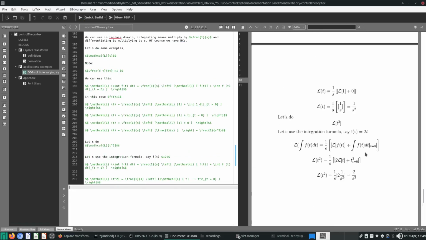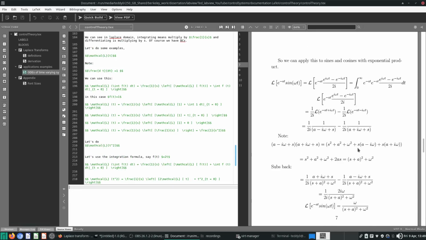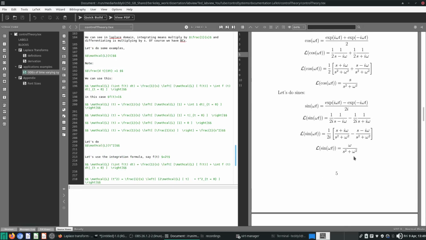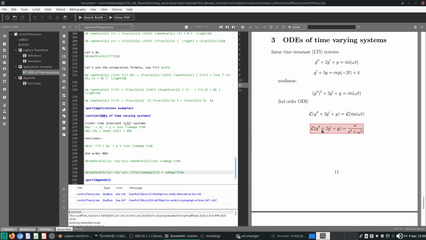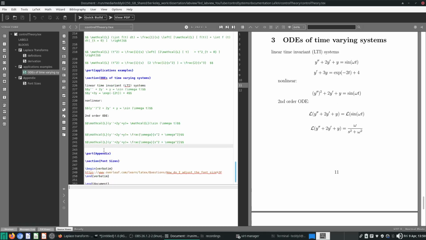So what's the Laplace transform of sine omega t? Of course, you can look it up in tables on the internet. The Laplace transform of sine omega t is just omega over s squared plus omega squared. That's very easy. And the Laplace transform of y, we'll just call it Y of s.